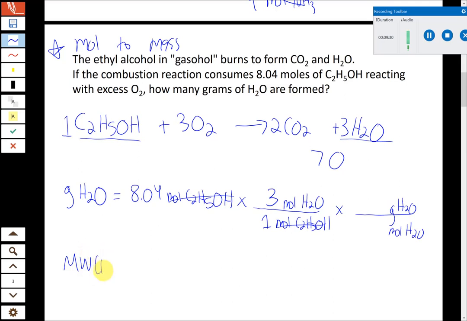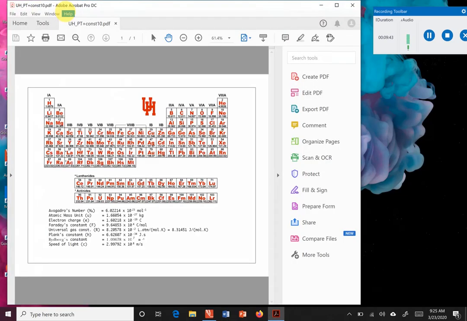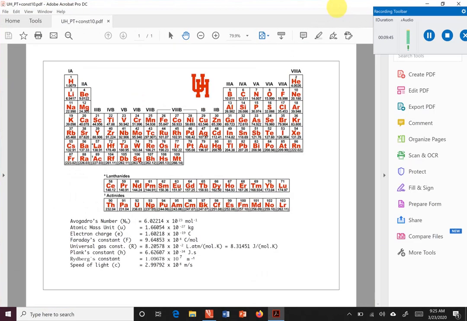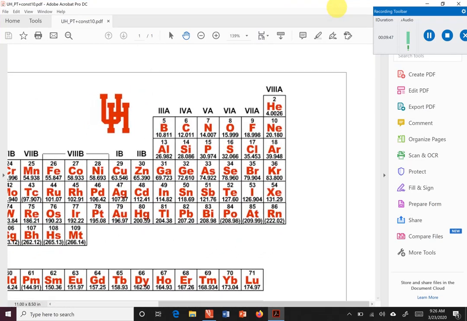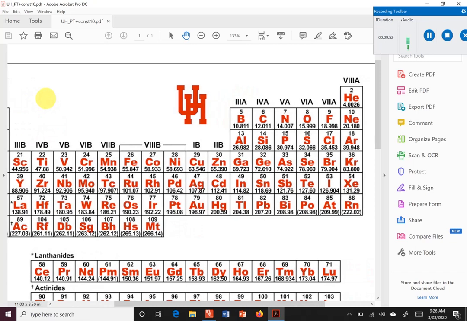The molar mass for water, we have 2 hydrogens, and then if we go to the periodic table, sorry, I didn't open that right away. All right, so our periodic table, we have to find the atomic masses of hydrogen and oxygen, add them together. So hydrogen is 1.008, oxygen is about exactly 16.